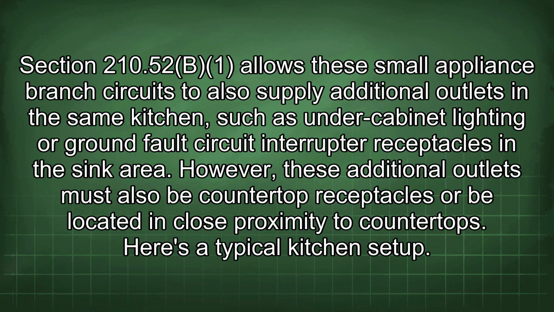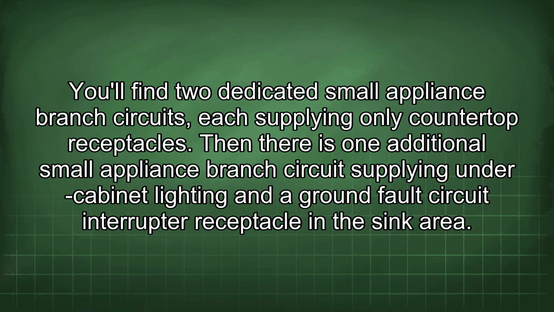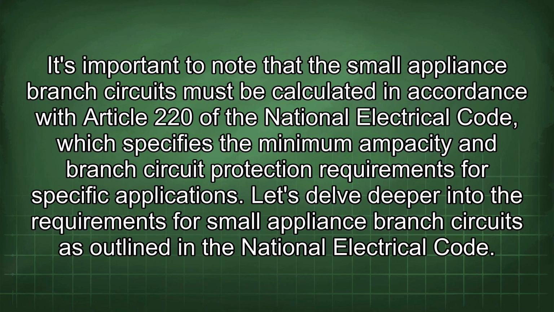Here's a typical kitchen setup. You'll find two dedicated small appliance branch circuits, each supplying only countertop receptacles. Then there is one additional small appliance branch circuit supplying under cabinet lighting and a ground fault circuit interrupter receptacle in the sink area. It's important to note that the small appliance branch circuits must be calculated in accordance with Article 220 of the National Electrical Code, which specifies the minimum ampacity and branch circuit protection requirements for specific applications.